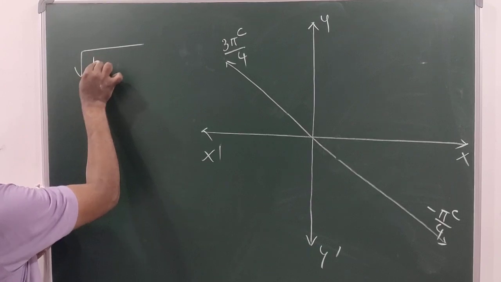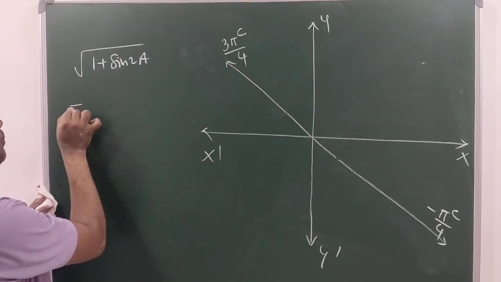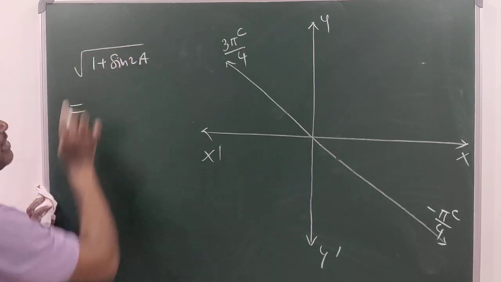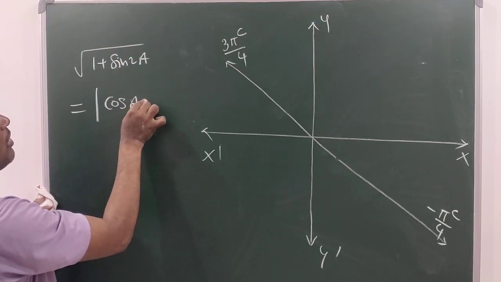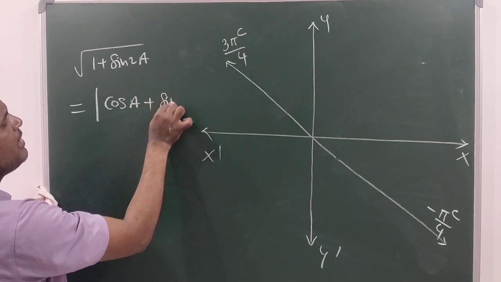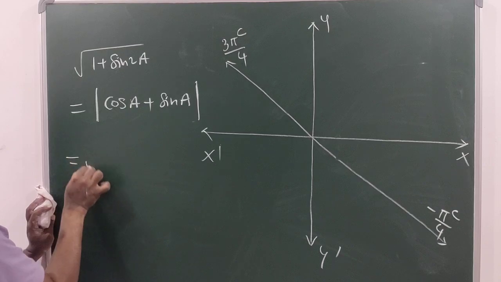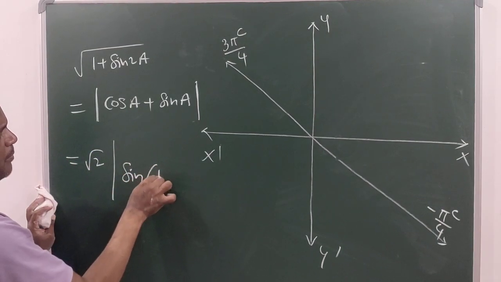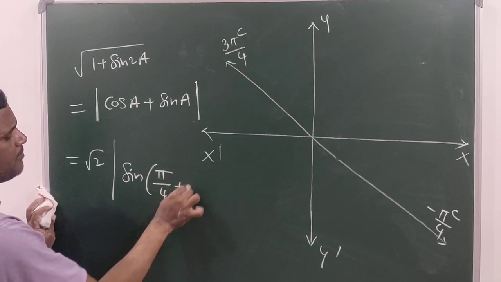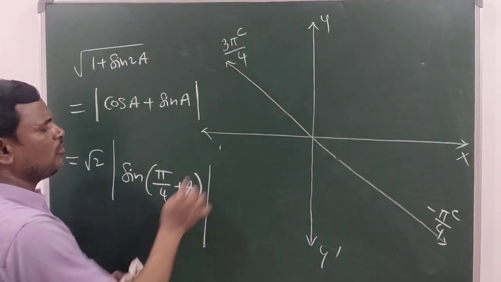Square root of 1 plus sin A. So when you find the square root of this, what you have got? Mod of cos A plus sin A. Still, if you go for simplification, finally what you got? Root 2 of sin of pi by 4 plus A. Okay? Right.